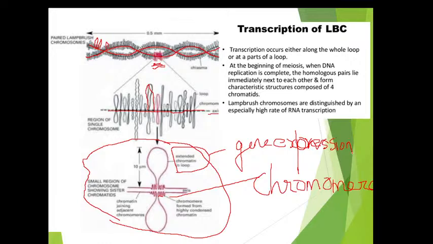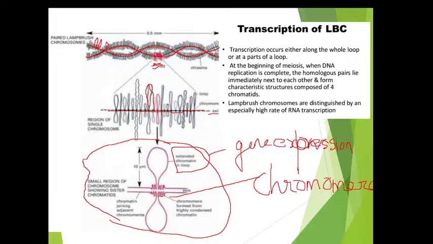According to the Lampbrush chromosome model, there is a central axis. You can imagine that as a common DNA itself. From the central axis arise a large number of loops, and these loops help in an increased amount of protein synthesis. We have always said that the finger-like projections or structures arising from the chromosome help in the intense production of RNA, and as a result, intense production of proteins.